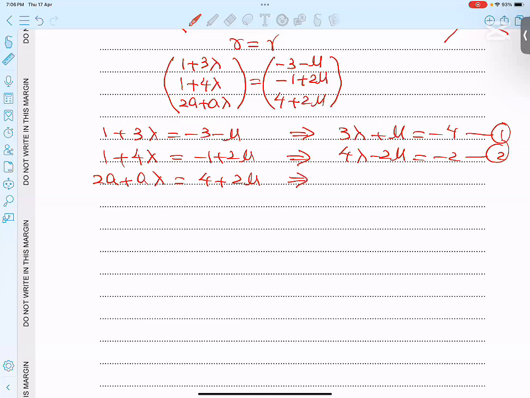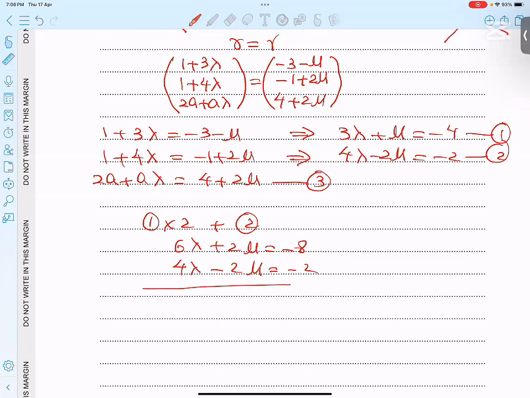So the third equation, if I leave it or I convert it, not a big difference, because I can't do any manipulation, so I'm leaving it here. I'm calling this equation number 3. These two equations, students, I will solve simultaneously. So how to cancel this mu? I need a 2 on the top. Equation 1 multiply by 2 and add equation number 2. So into 2 the whole equation, I get 6 lambda plus 2 mu is equal to negative 8. And 4 lambda minus 2 mu is equal to negative 2. This will cancel. 10 lambda is equal to negative 10.